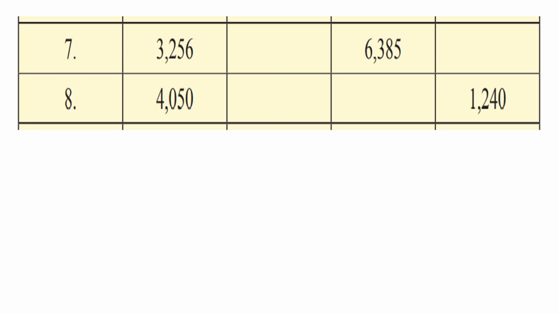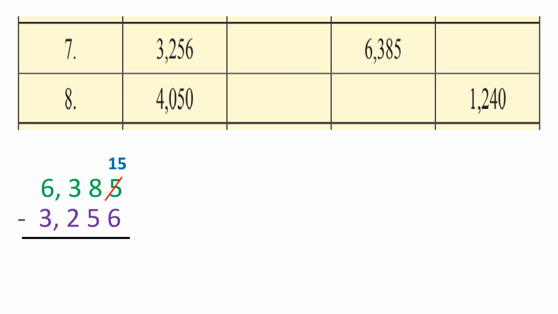Next is number 7. You have the first number 3,256. You don't have the second number. You have the sum here, 6,385, and you don't have the difference. To get the second number, you subtract 6,385 minus 3,256. 5 minus 6, no, cannot be.